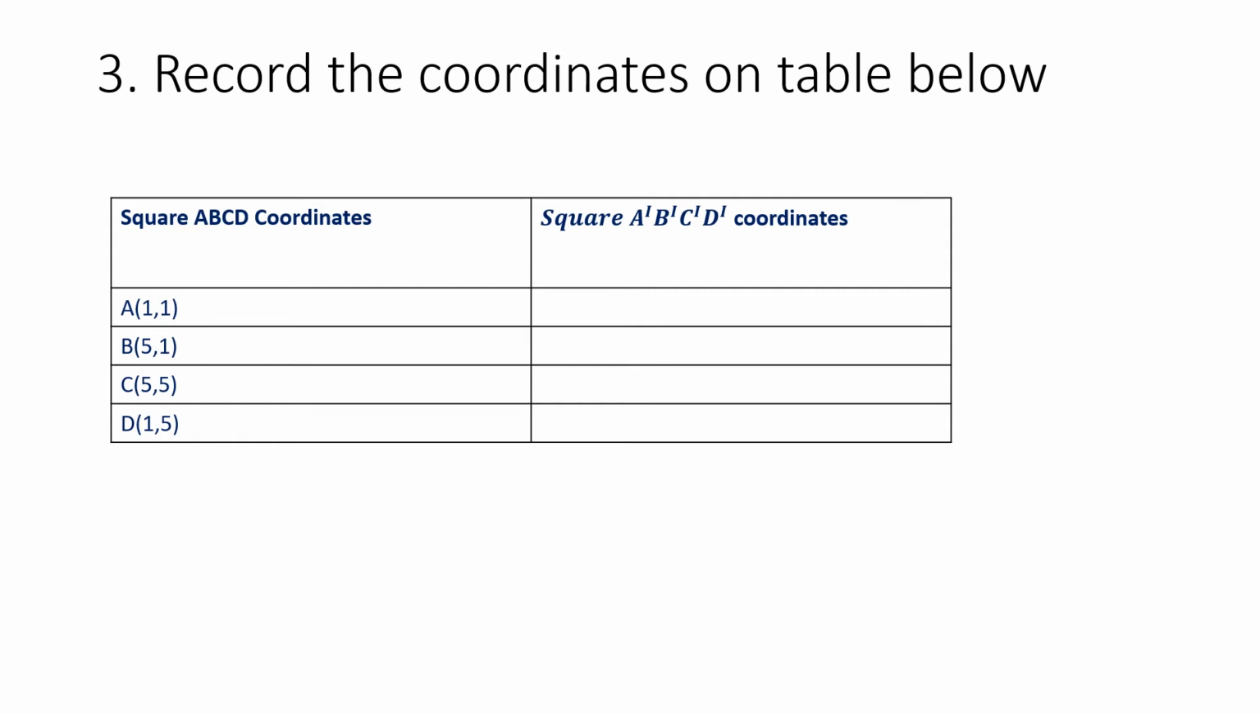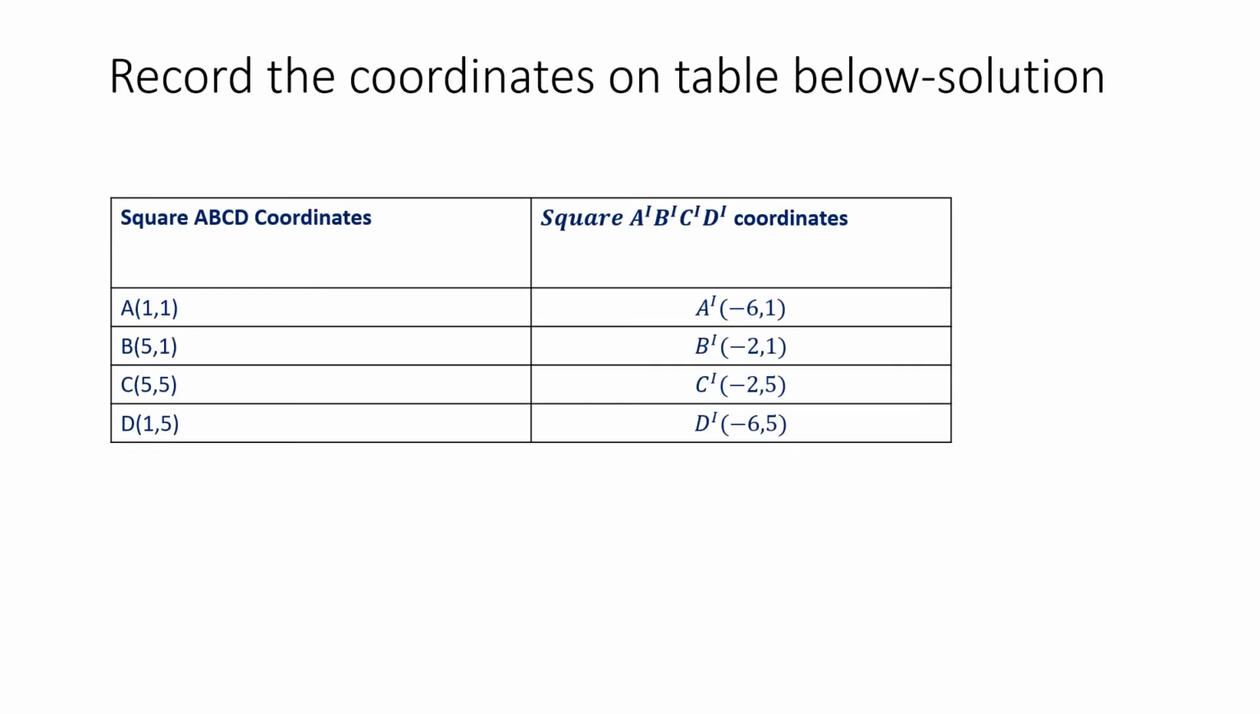It says record the coordinates on the table given below. So the coordinates for square ABCD is given. Now we need to record the coordinates for A prime, B prime, C prime, D prime. From the translated figure, the coordinate for A prime is -6, 1, B prime is -2, 1, C prime is -2, 5, and D prime is -6, 5. How did the coordinates change from A to A prime, B to B prime, C to C prime, and D to D prime?